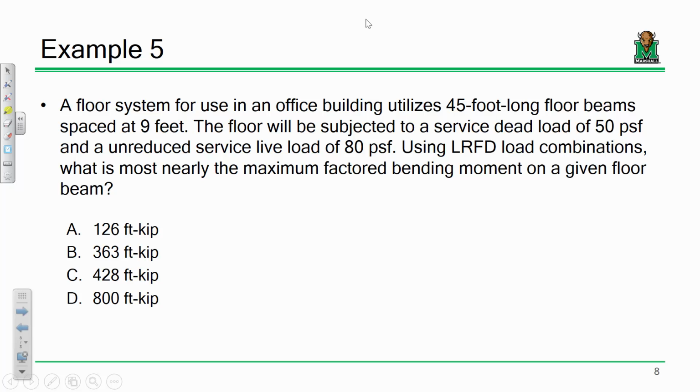A floor system for use in an office building utilizes 45-foot long floor beams spaced at 9 feet. Remember, the length of the beam is 45 feet, and the girder spacing is 9 feet. The floor is to be subjected to a service dead load of 50 pounds per square foot and an unreduced service live load of 80 PSF. Y'all remember that? We've got to break out the live load reduction. Using LRFD load combinations, what is most nearly the maximum factored bending moment on a given floor beam?